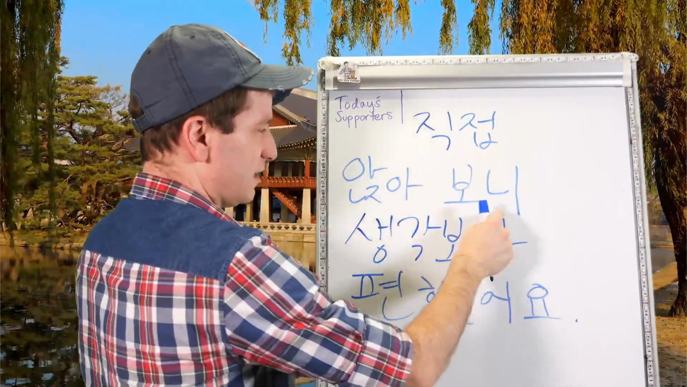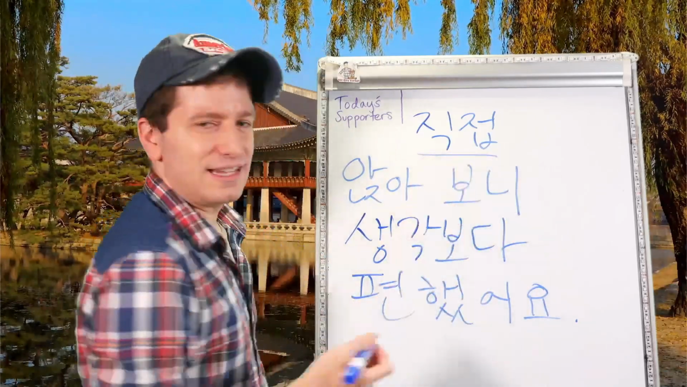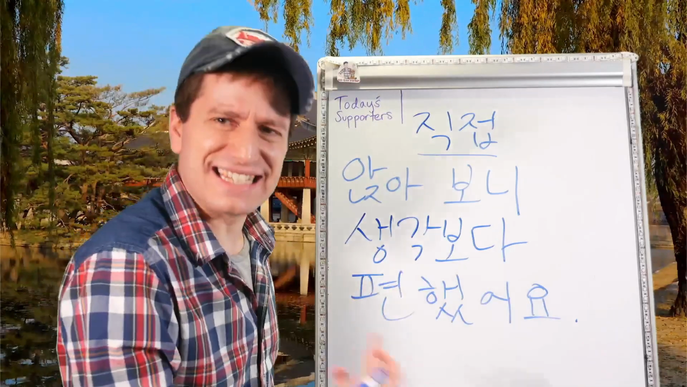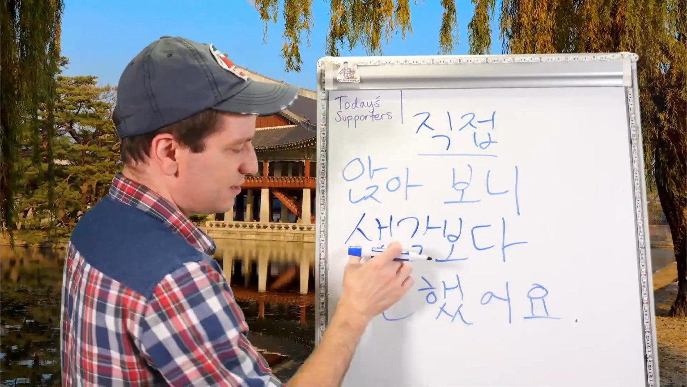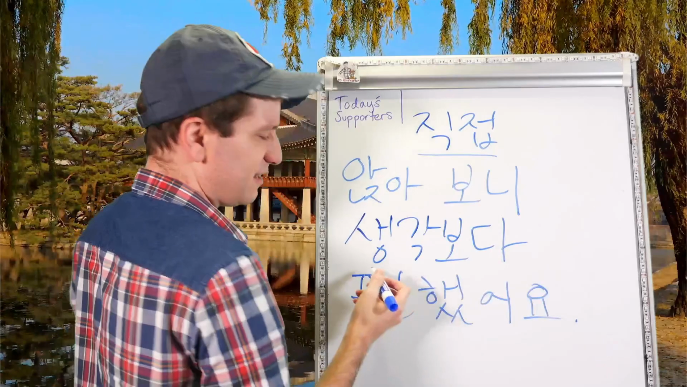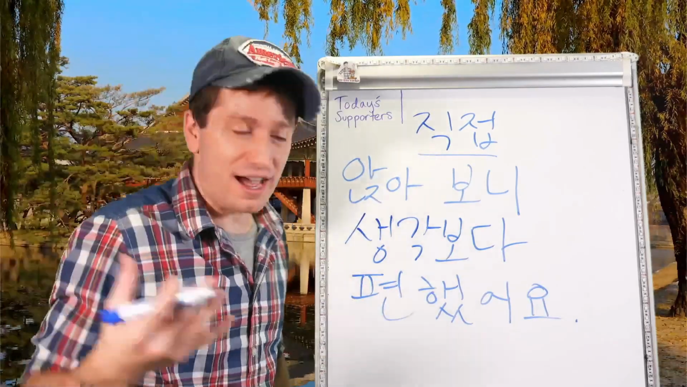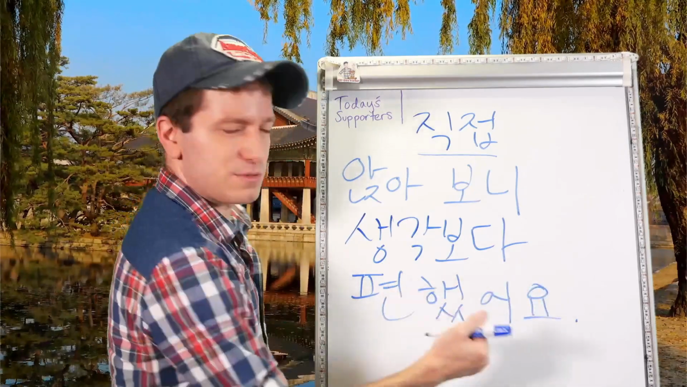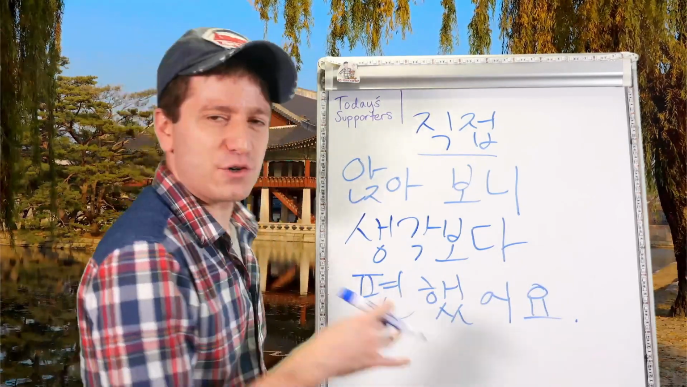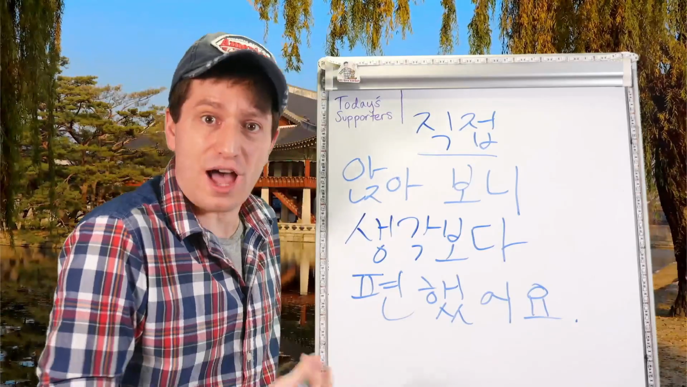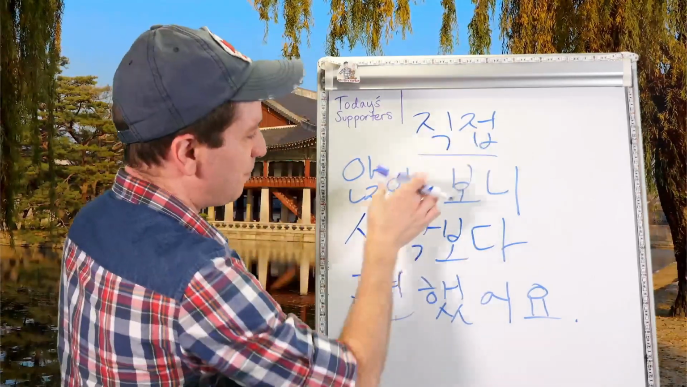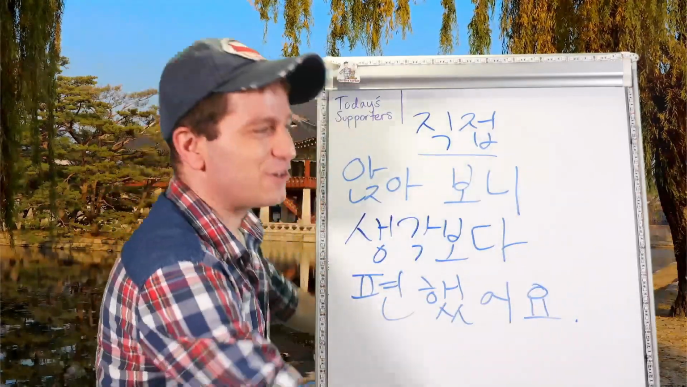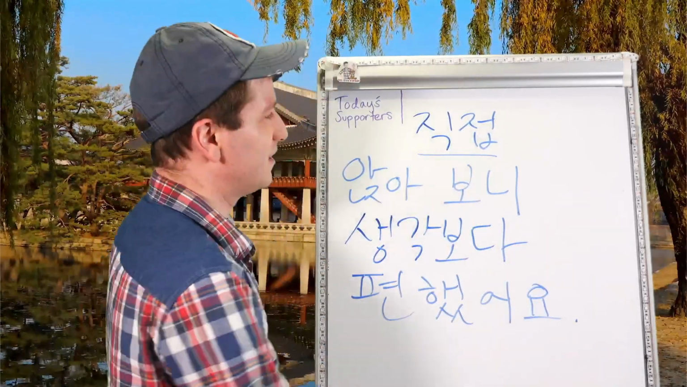직접 앉아보니. So I directly, or I personally, I actually sat down. So after actually sitting down in it for a bit, in the chair, 생각보다, so literally more than 생각, more than thoughts. So more than I thought. 편하다 is to be comfortable. 생각보다 편했어요. So it was more comfortable than I expected. After I actually sat down in it, I realized it was a lot more comfortable than I expected. 직접 앉아보니 생각보다 편했어요.